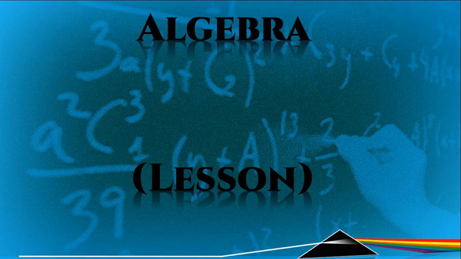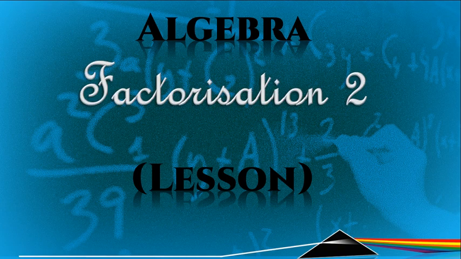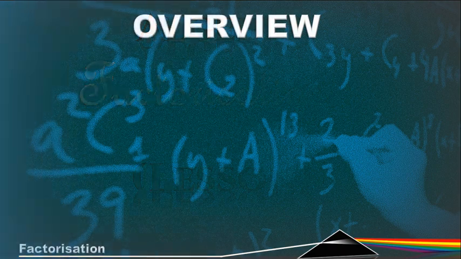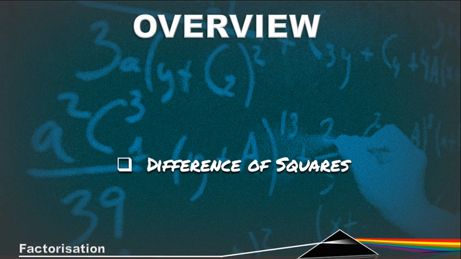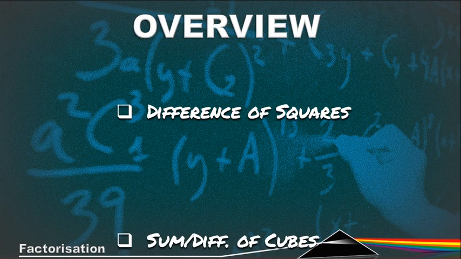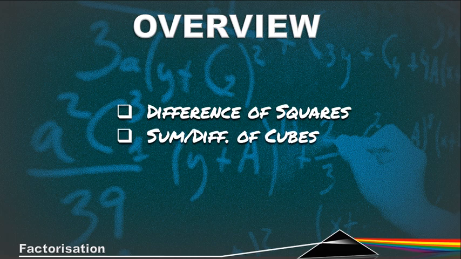In this lesson, we will be continuing with factorization. Now, the types of factorization we will look at here is difference of squares and then sum and difference of cubes. So difference of squares you've done in grade 9, that's just going to be a revision, but sum and difference of cubes is something brand new to you.